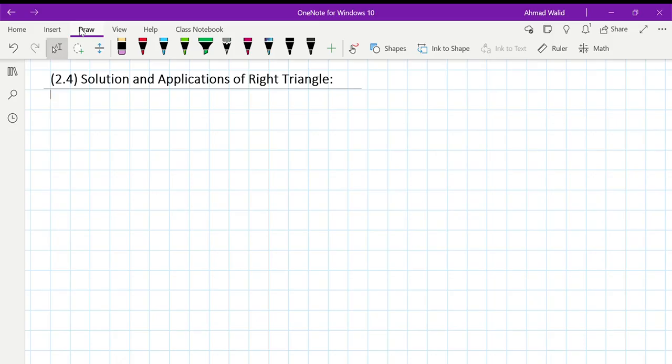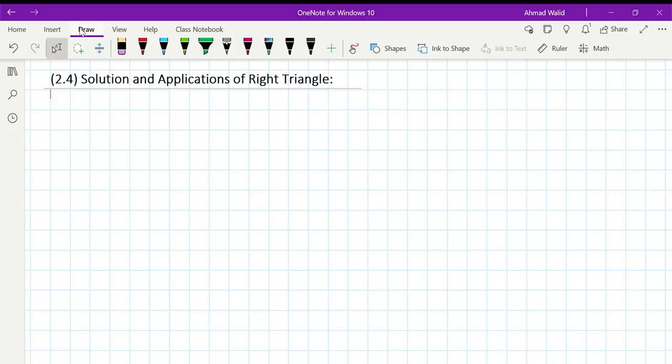There are some applications. I will start with just triangles, and then in the last 2 or 3 examples I'll use applications, correct? 2.4 and 2.5. 2.5 is all applications of right triangles.